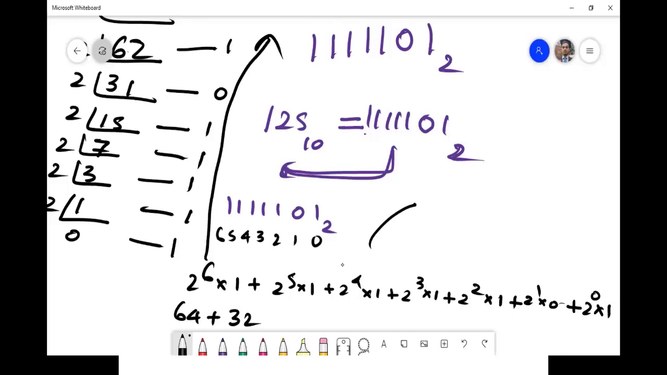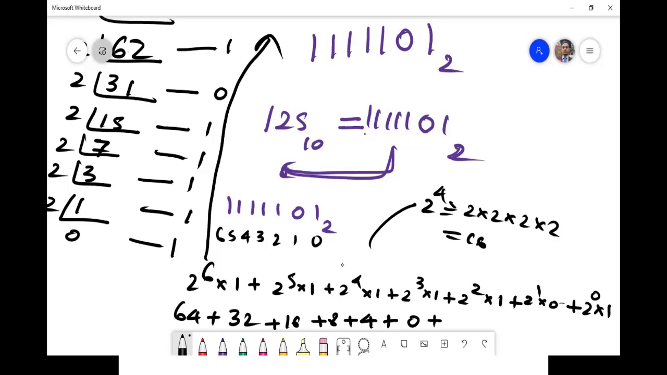I hope this is clear. 2 to the power 4, what is the meaning? 2 times 2 times 2 times 2 is 16. So 16 into 1 is 16, 2 to the power 3 is 8 into 1 is 8, 2 to the power 2 is 4 into 1 is 4, 2 to the power 1 is 2, 2 into 0 is 0, 2 to the power 0 is 1, 1 into 1 is 1.